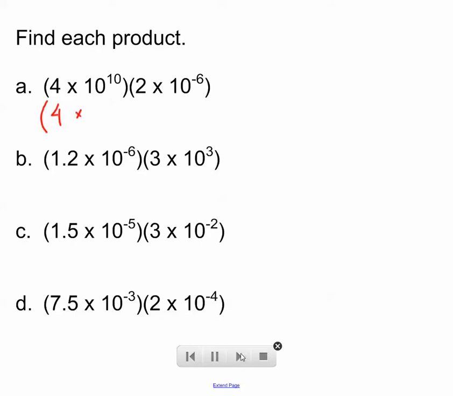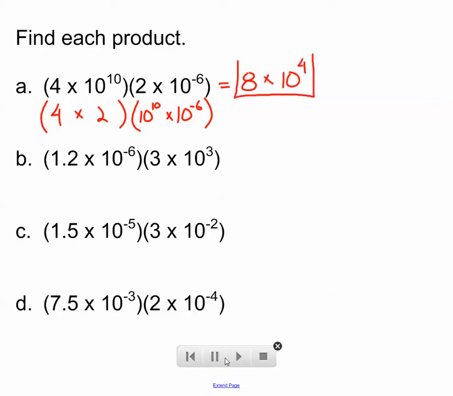We've already learned how to do this. The same rules apply. Because multiplication is commutative and associative, we can regroup the multiplication like this. Then we can go ahead and do 4 times 2 is 8, and 10 to the 10th times 10 to the negative 6th is 10 to the 4th, because we know that when we multiply numbers at the same base, 10 and 10, we add their exponents. So there we go, and there's our answer, and it's in scientific notation already. Pretty easy. Not much to do. If you're using a calculator for this, you're thinking about it all wrong.